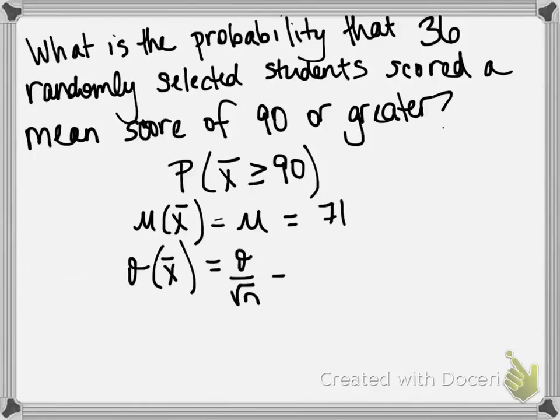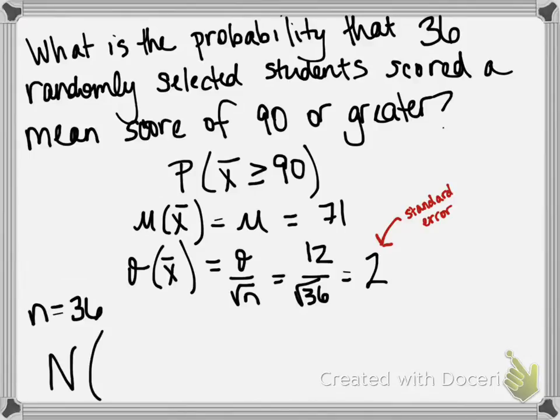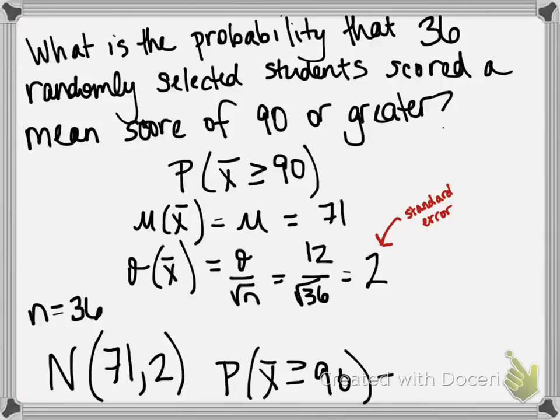All right, so we have the mean of all of the sample means, or the expected value for the mean, would be 71, and the standard deviation, also called the standard error, is the standard deviation 12 over the square root of 36, which is 2. So our model here is the normal curve, because first of all our population was normally distributed, but now we have a sampling distribution of the means of n equals 36 students, and we're finding the probability that the mean score is greater than or equal to 90.